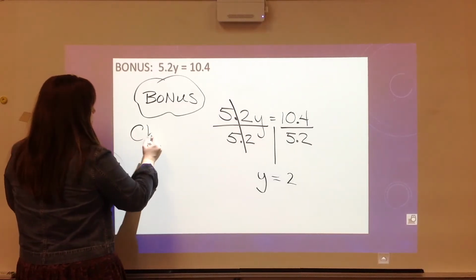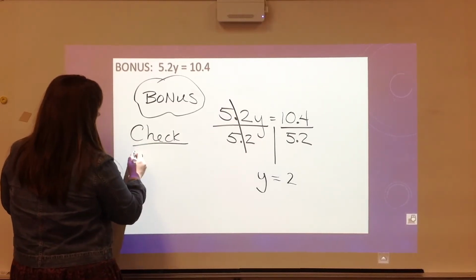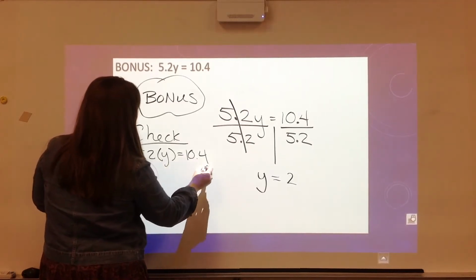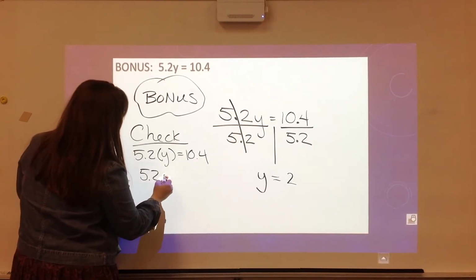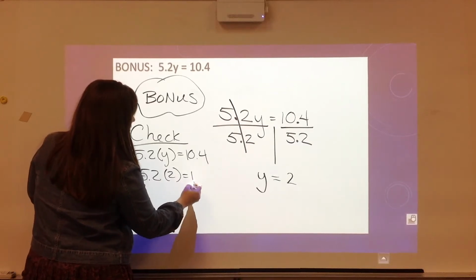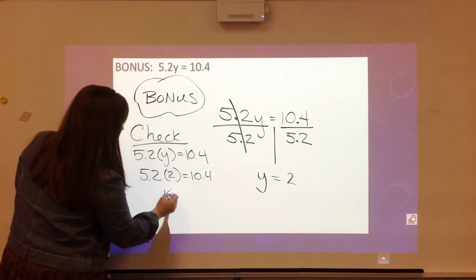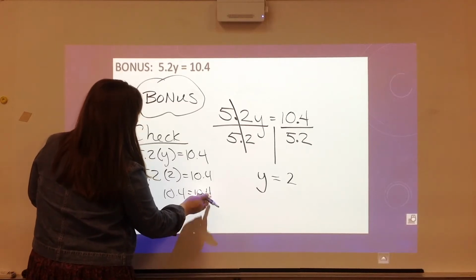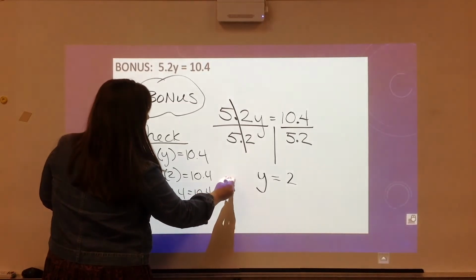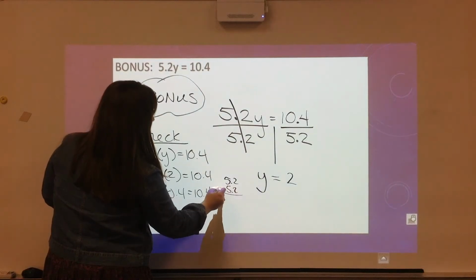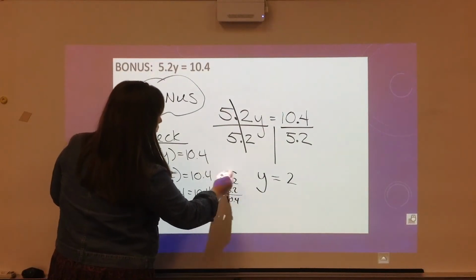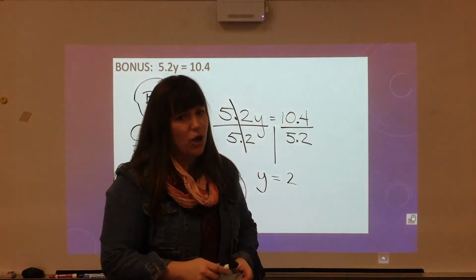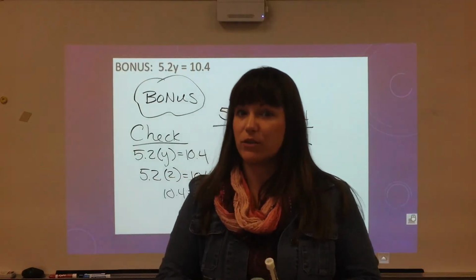When we check it, it's the same process. We're just going to multiply decimals now to get our 10.4 equals 10.4. And 5.2 plus 5.2 is in fact 10.4. So don't just assume that they're equal like we saw in hands-on equations. You actually do have to do that math.